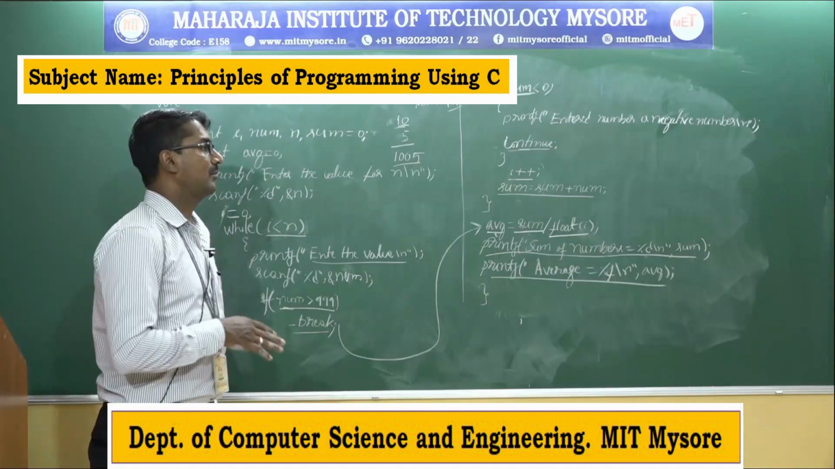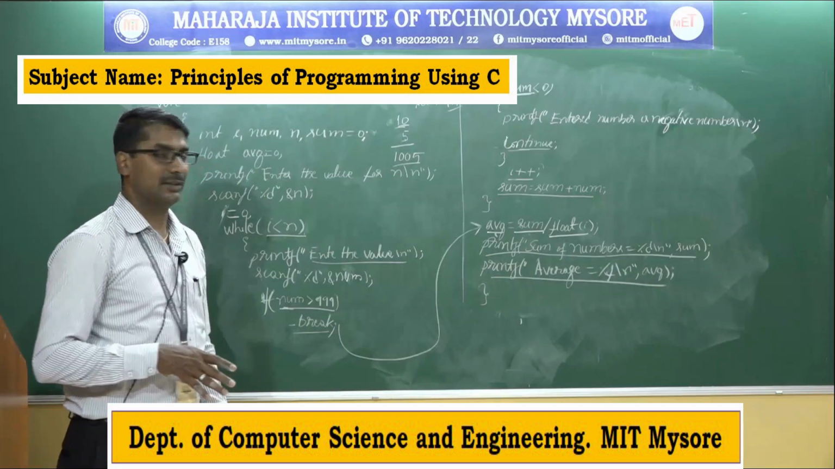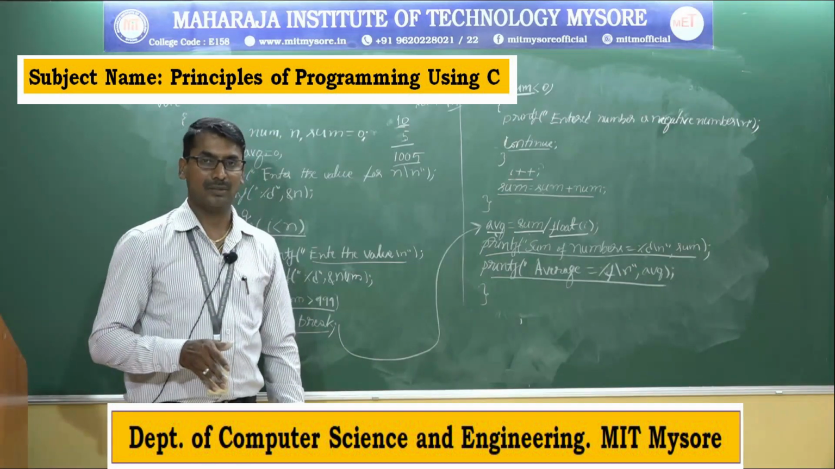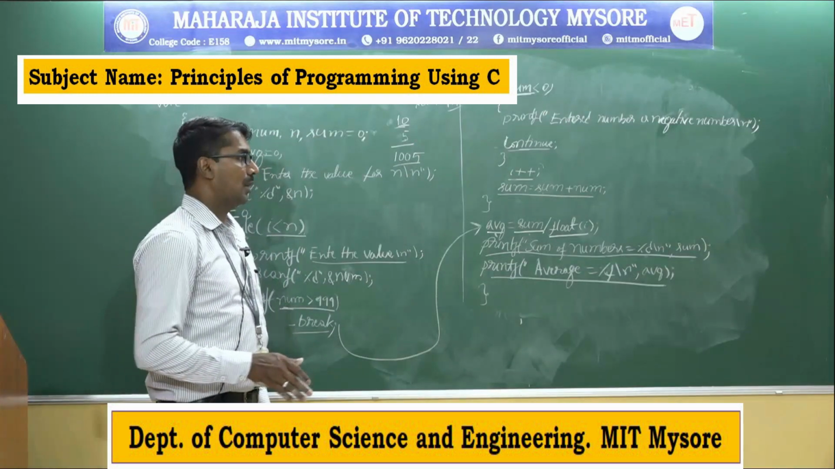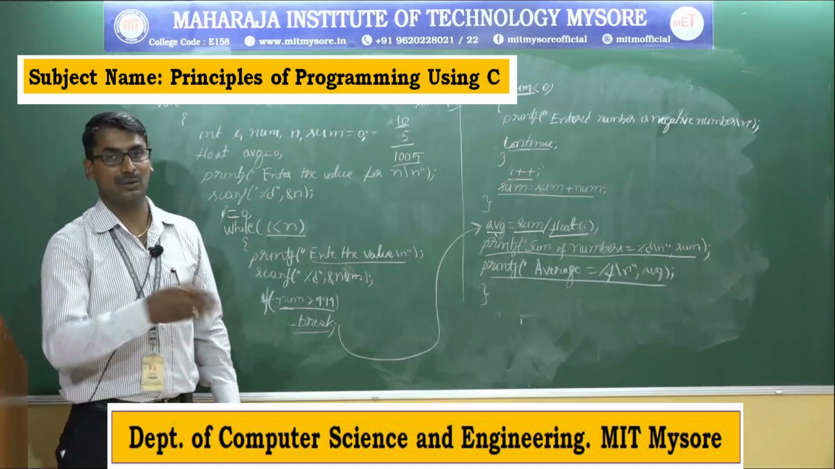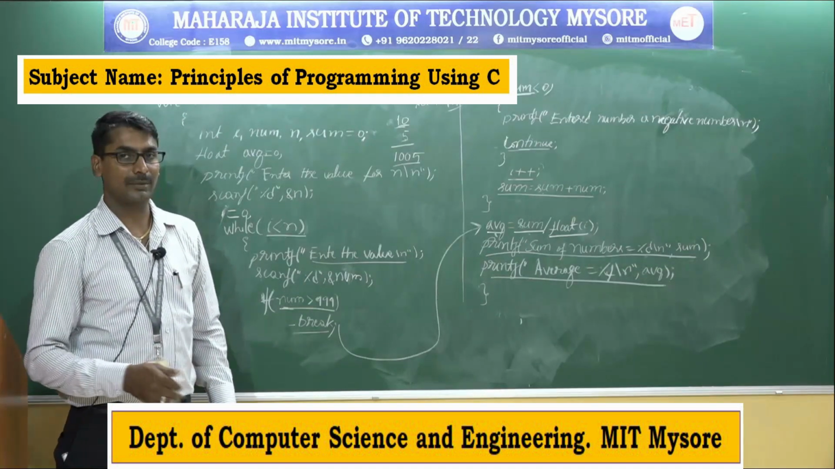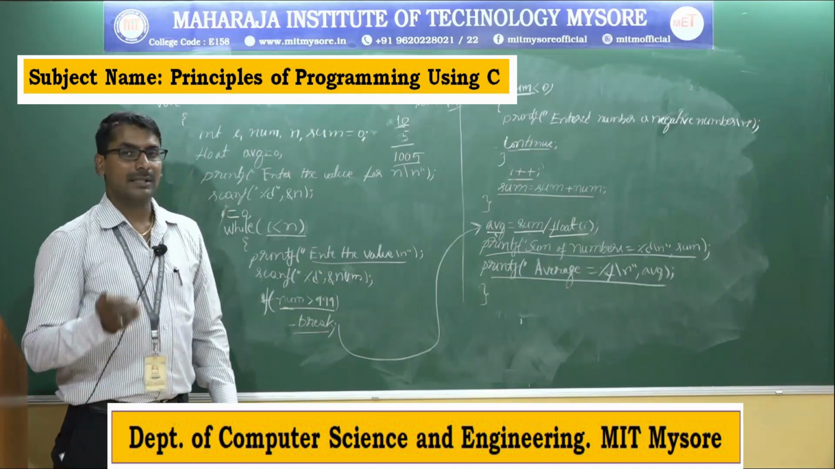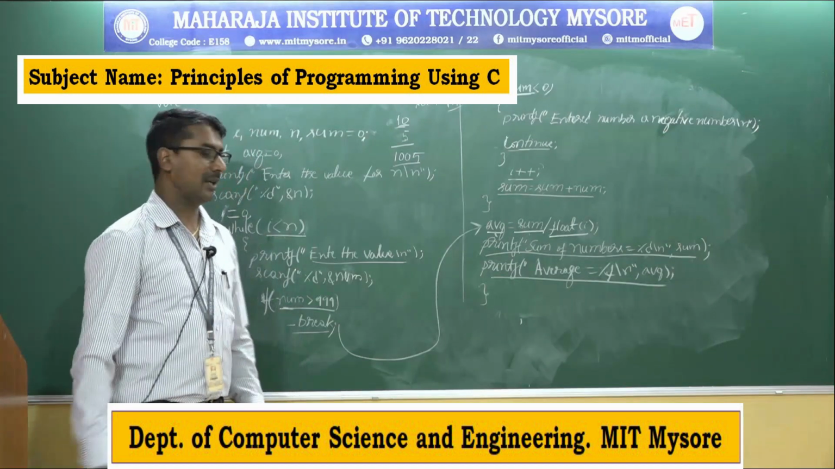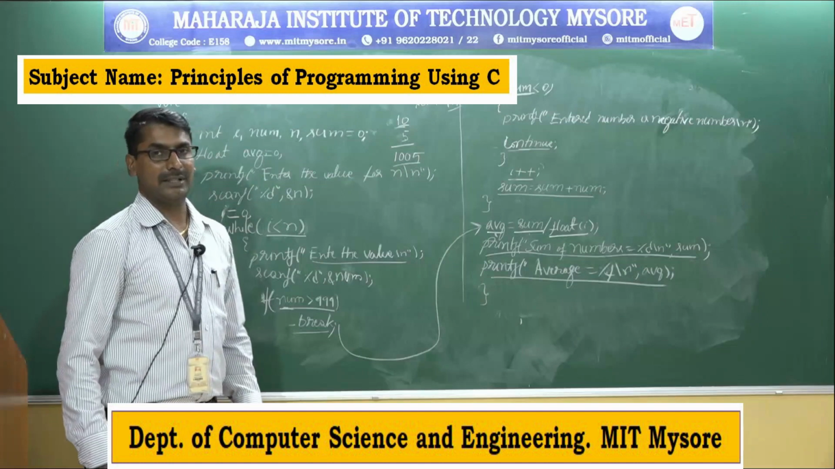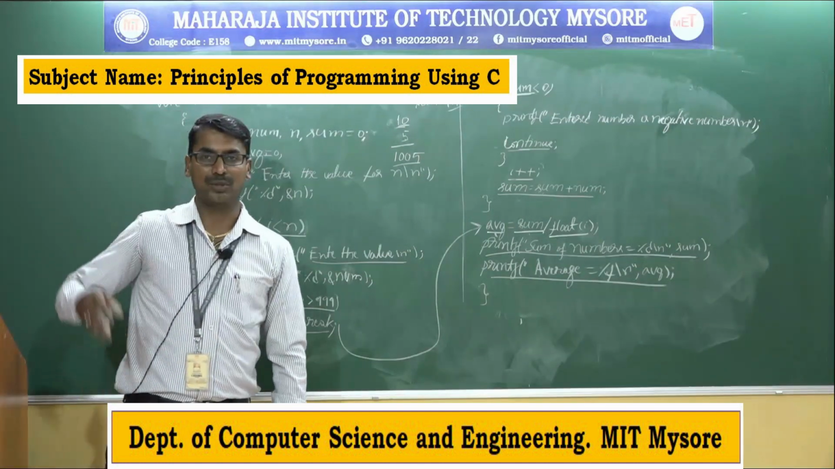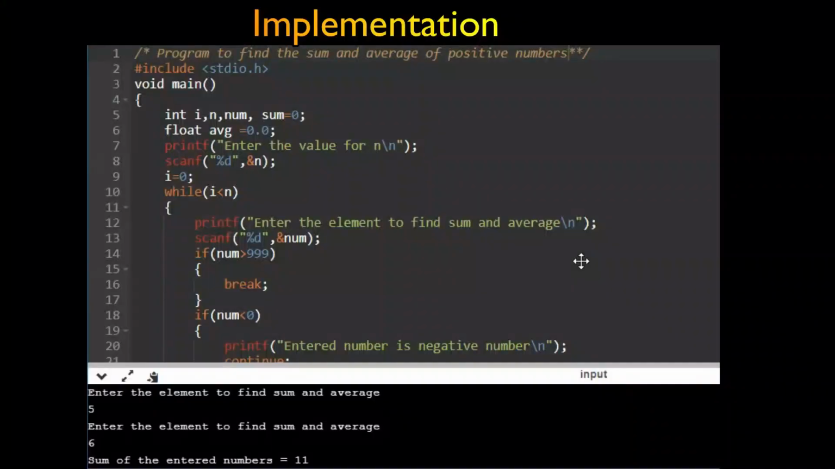So these two statements are used to transfer the control from one point to another point. In the break statement, it jumps out of the loop, and continue skips certain statements and executes the remaining statements. It will execute the remaining statements by skipping certain statements. That is about the continue statement.